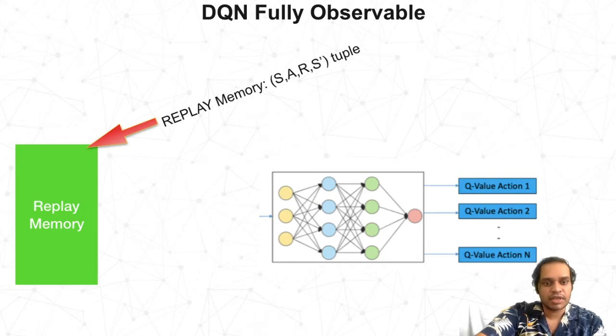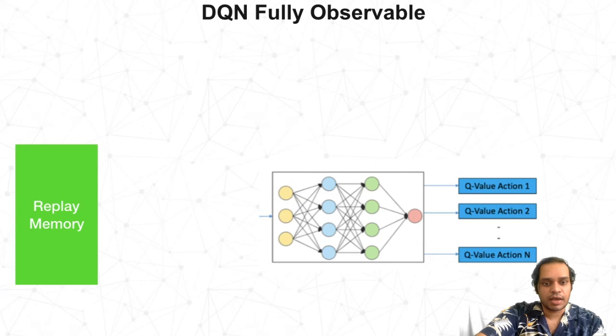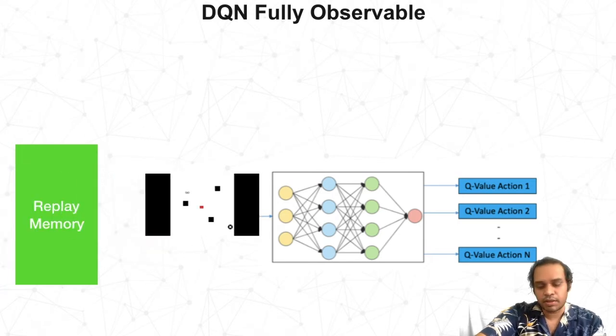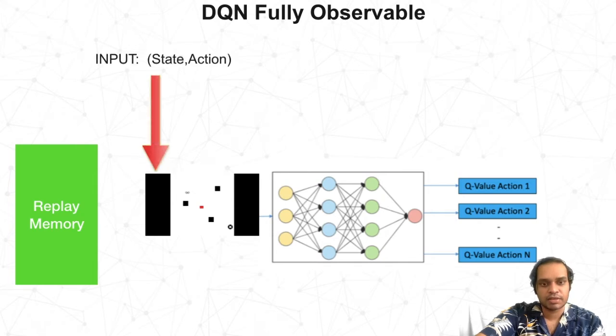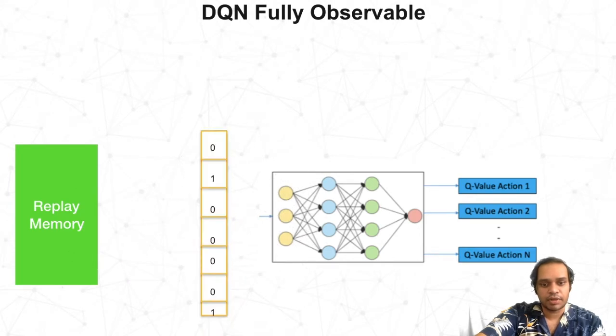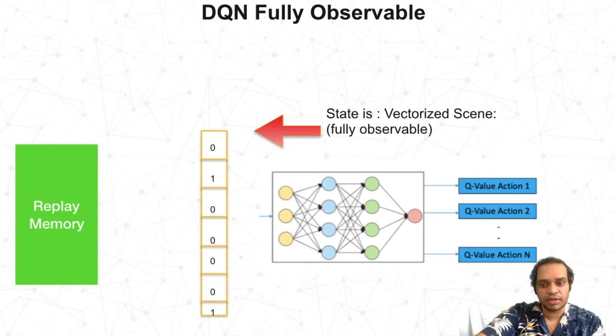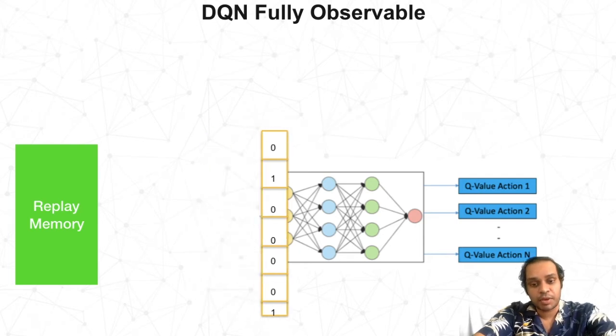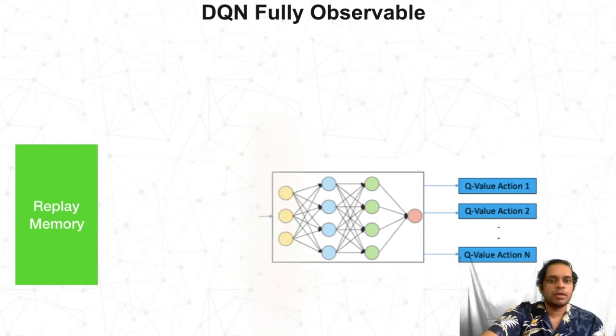We take one of these entries and feed it into our DNN implementation, and each of the entries has a state action pair. It will get vectorized, and then we will feed it into the DNN, which will learn the policy for mapping states to actions.